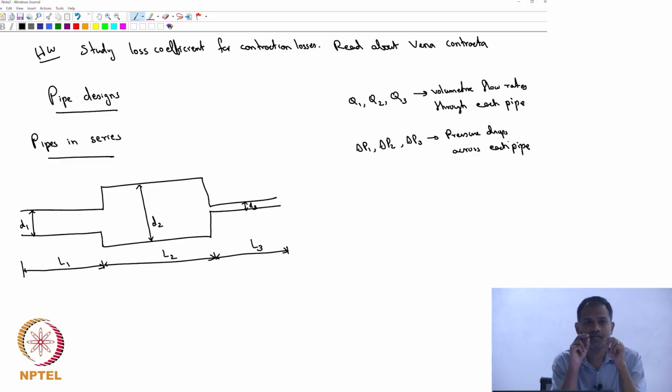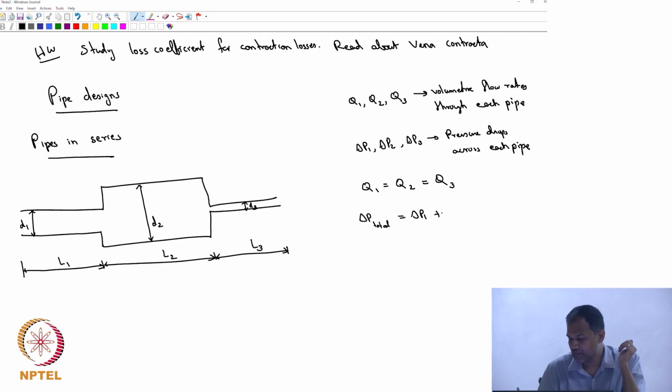Okay, so we have been dealing with a single pipe so far. Now I have connected 3 of them together. What do we know about Q1, Q2, Q3? The same. So Q1 is equal to Q2 is equal to Q3. What do we know about delta P1, delta P2, delta P3? There will be individual contributions that will add up to the total pressure drop, and therefore we can say delta P total is equal to delta P1 plus delta P2 plus delta P3.